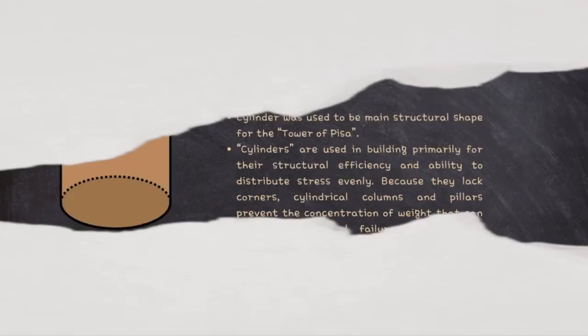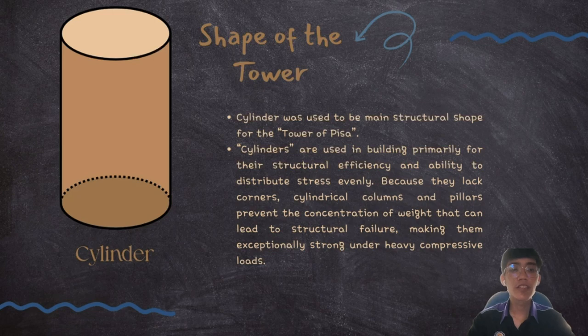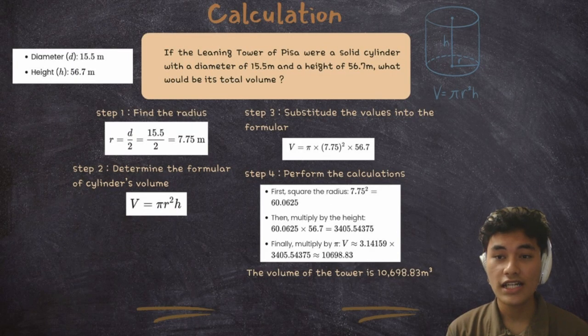The shape of the tower is a cylinder. Structurally, the tower is mainly cylindrical in shape. Cylinders are used because they distribute stress evenly and do not have corners, making them very strong under heavy loads. That's all from me. Thank you. Let's move to the calculation.